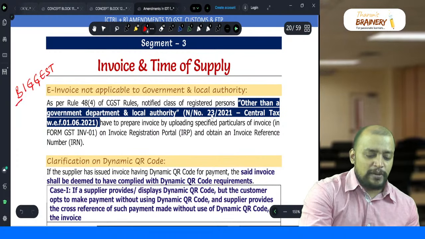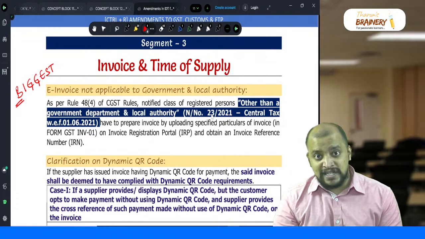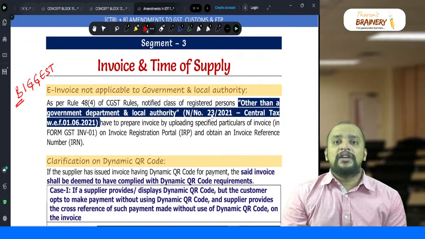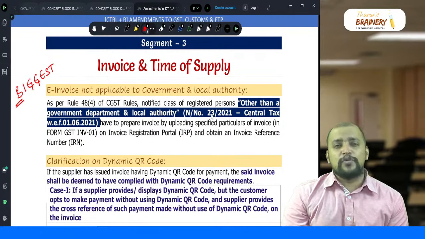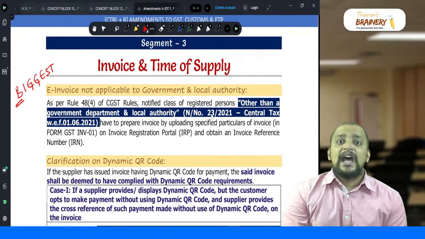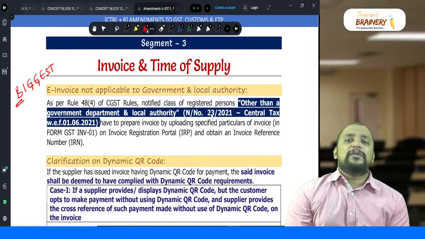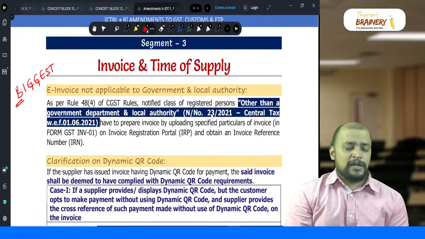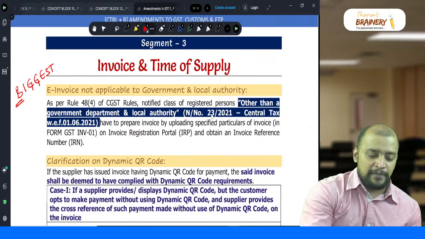B for banking company, including financial institution or NBFC. For them it is not applicable. Why? Because banking companies mostly make B2C supplies, and for B2C, a dynamic QR code is of course not required. Then this would be an administrative burden on them. So that's why. Then I for insurance company, same.